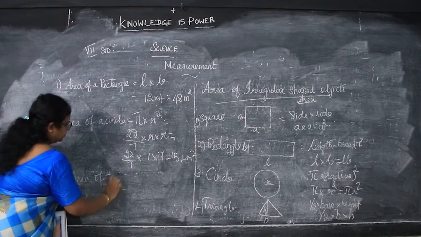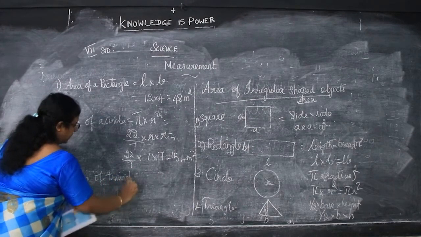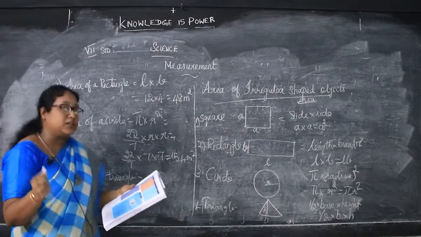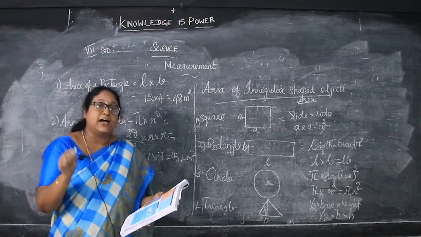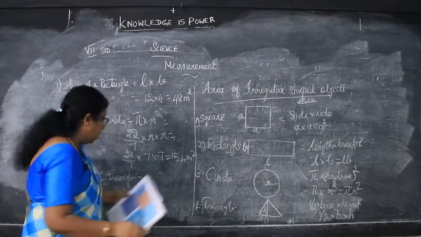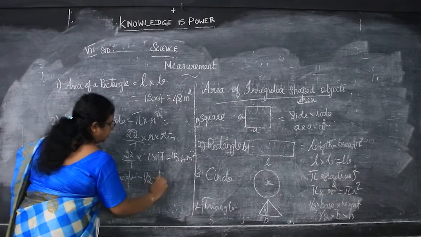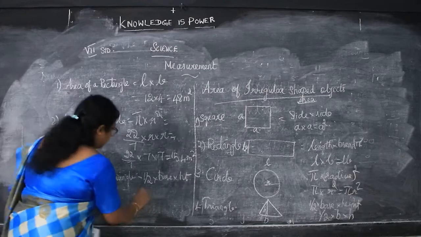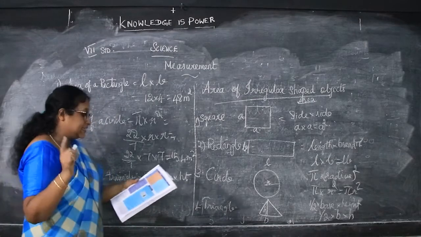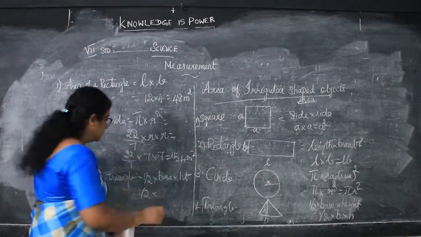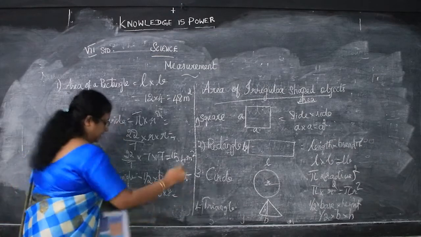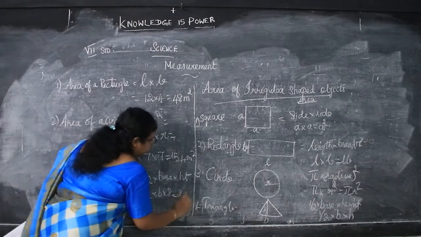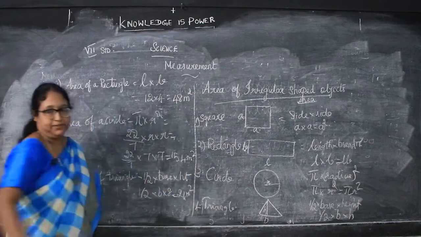Area of a triangle. Now the question is a triangle whose base is 6 meters and the height is 8 meters. The formula is half into base into height. Half into 6 into 8, and the answer is 24 square meters.